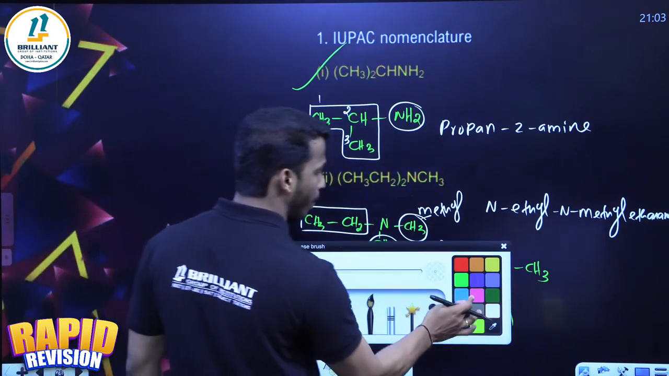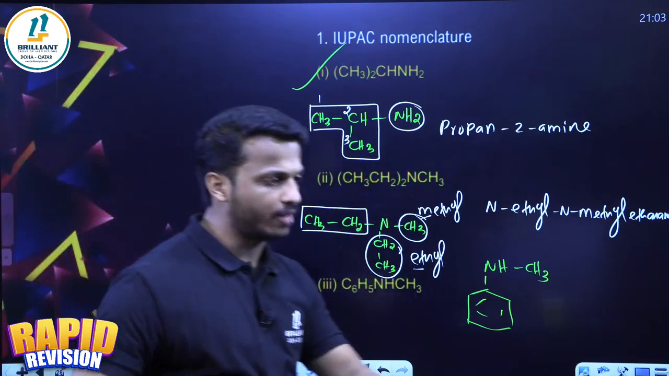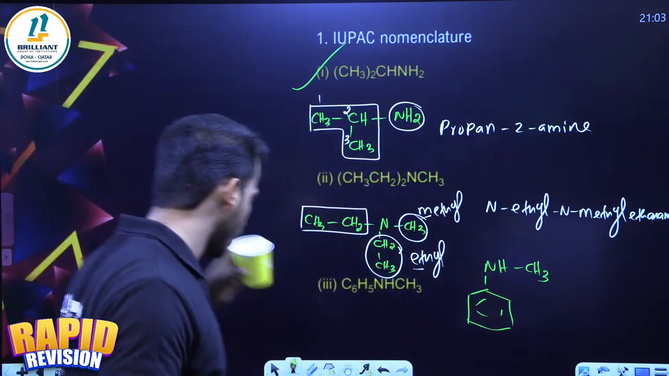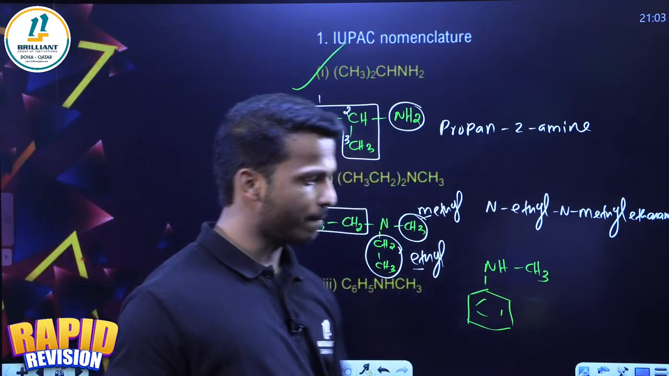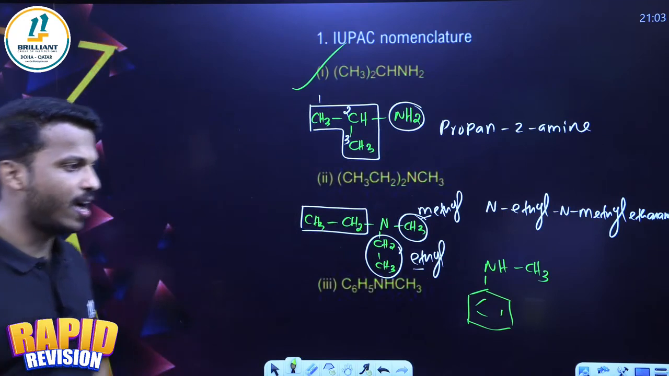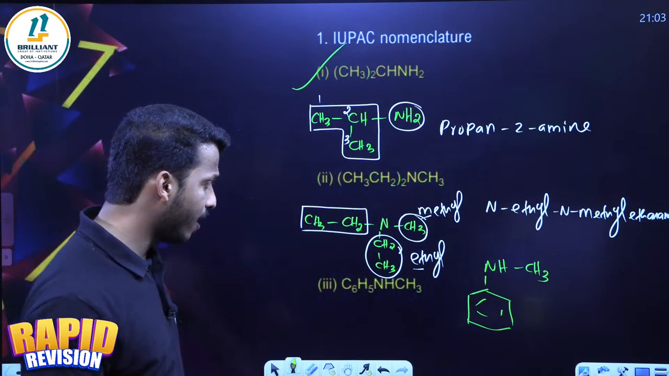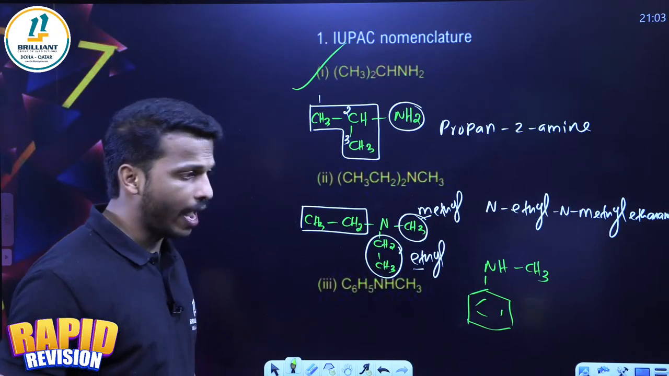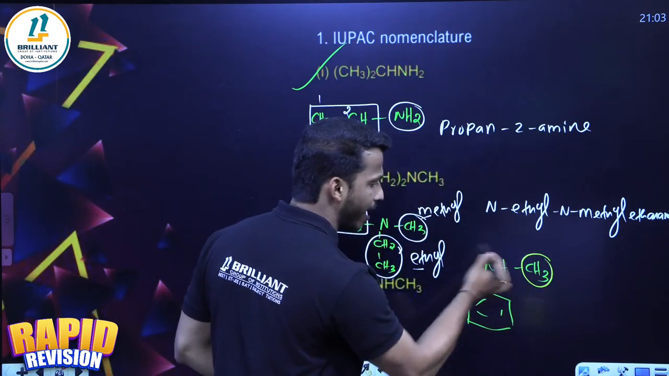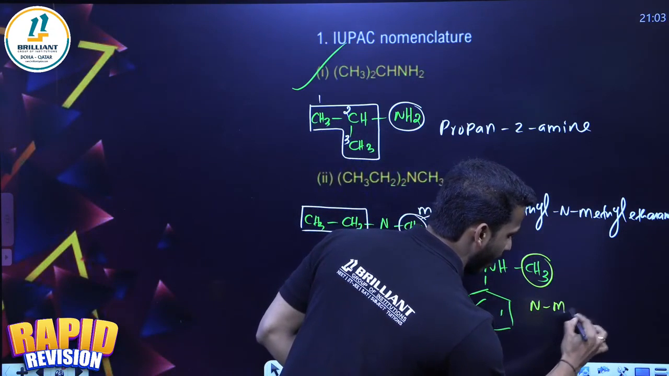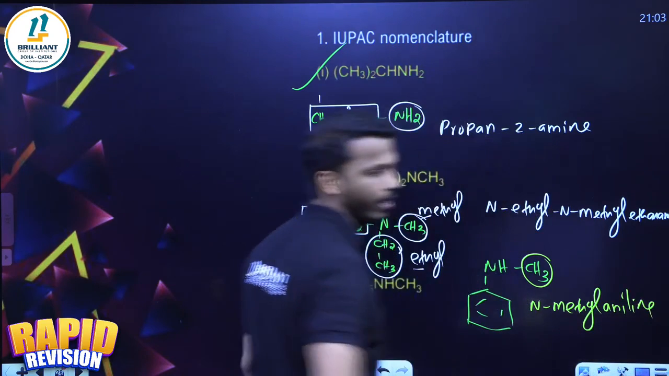Dear all, what is the IUPAC name of the last one? Come on. Where there is an N which carries a phenyl ring and a methyl group. Very good, dear all. The N having a methyl and it is on aniline. It's called what? N-methylaniline. N-methylaniline. Very good.